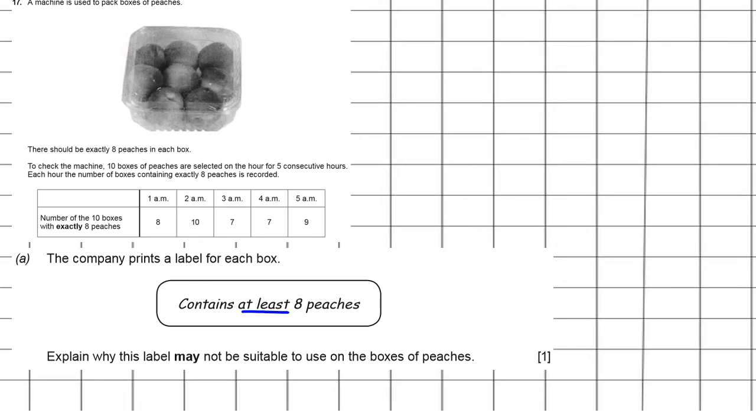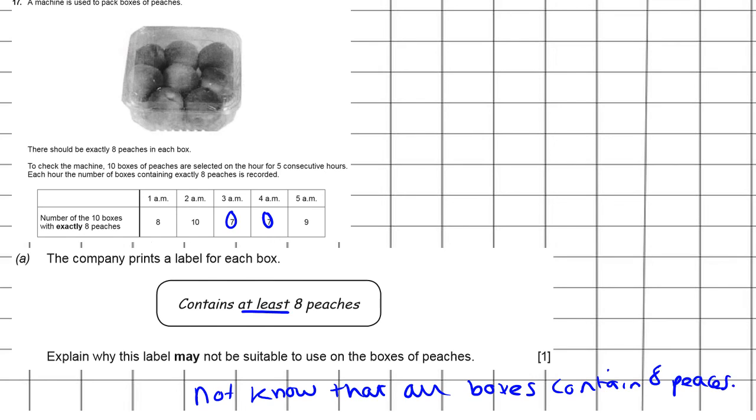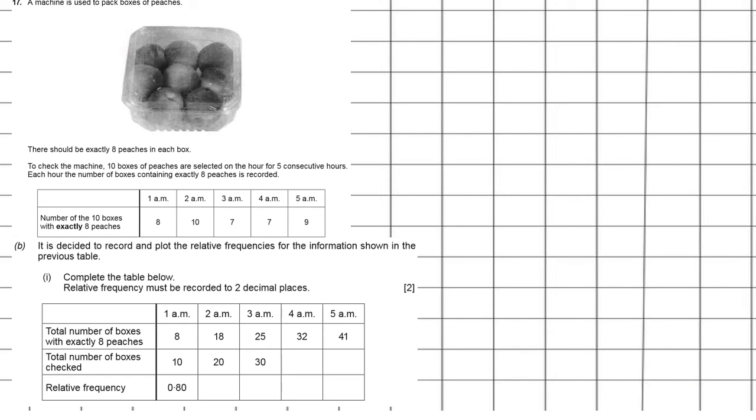Okay, so basically, because two values have got 7, we do not know that all boxes contain 8 peaches. Okay, so complete the table below. Relative frequency must be recorded to 2 decimal places.